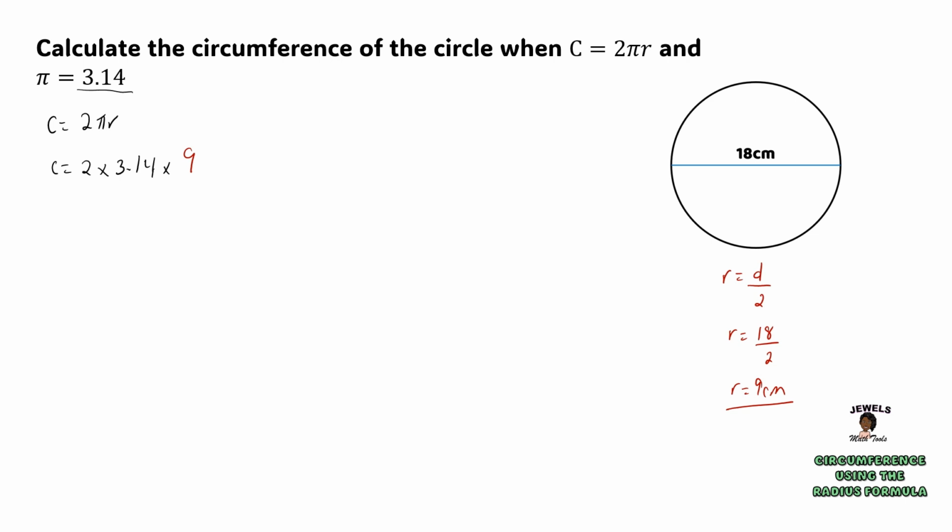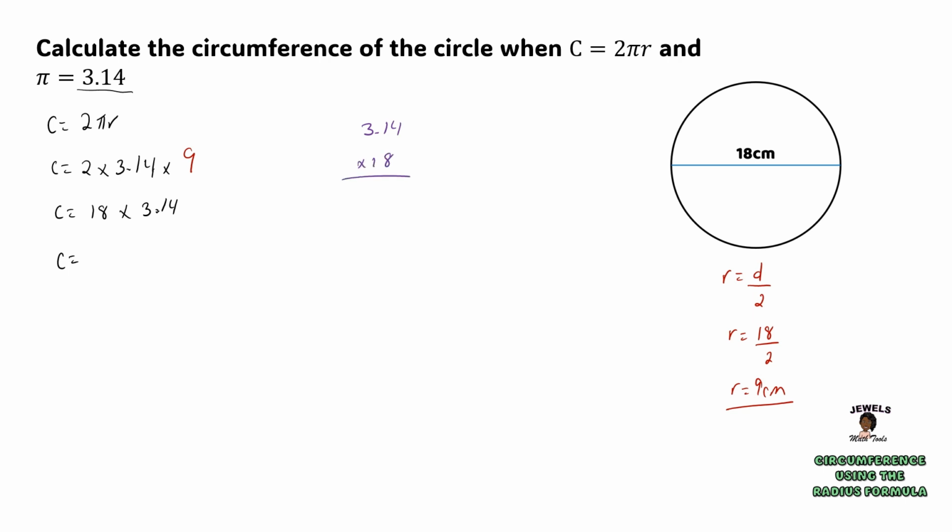We are going to be multiplying out our whole numbers first. And 2 times 9 will give us 18, and then 18 will be multiplied to our 3.14. So now we are going to be calculating our circumference. We know that pi is 3.14, and that's being multiplied to our 18.